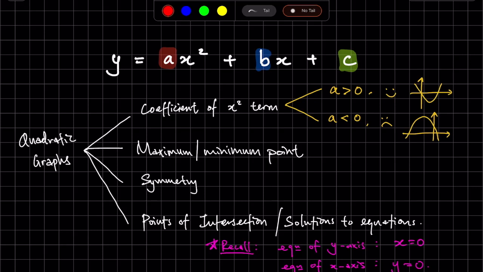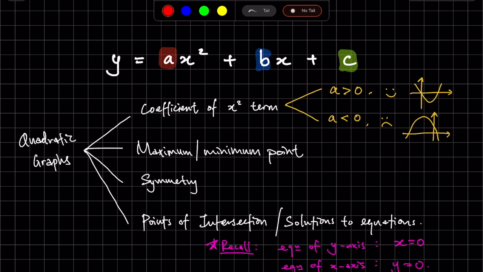It's just that usually questions will ask you, is this a minimum point, or is this a maximum point, or they ask you, does this curve have a minimum or a maximum point? So you need to know, right? But when you are trying to find out what are the coordinates of this turning point, you don't actually need to care about whether it's maximum or minimum.